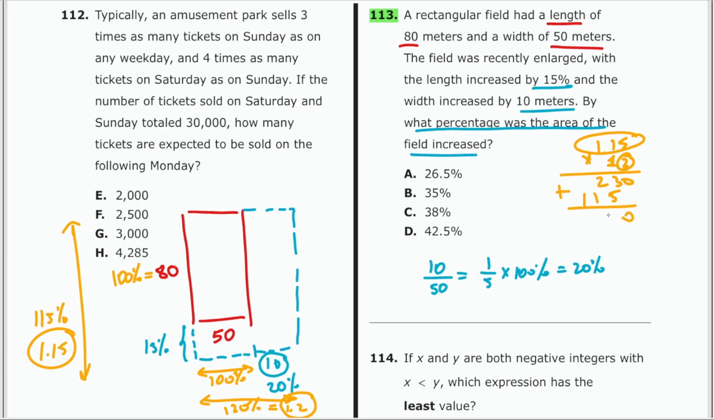So we get 1.38. And we got 3 decimal places, right? Because remember, it's 1.15, 2 decimal places, times 1.2, another decimal place. So 3 decimal places. So 1.38. 1.38 is equal to 138%. So therefore, the increase is 38%, which is C. That's it.